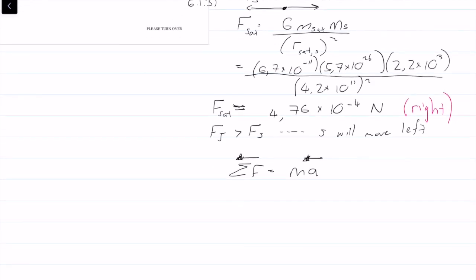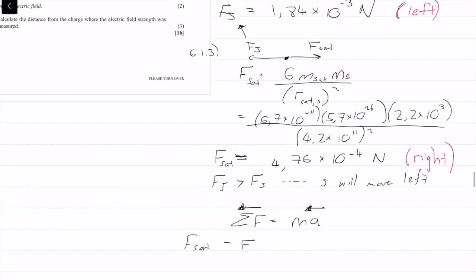Okay, so the sum of the forces is going to be force of Saturn minus force of, sorry, that is a mistake. Sorry, the force due to Jupiter is greater than. Okay, so it's moving right. No, it's moving left. That's correct. So it's moving left.